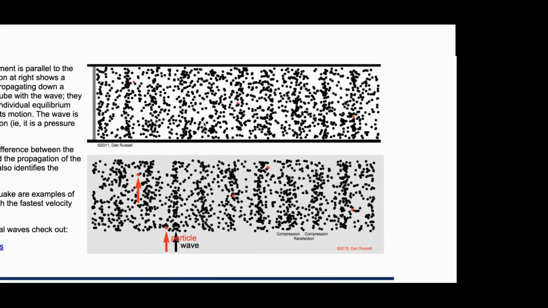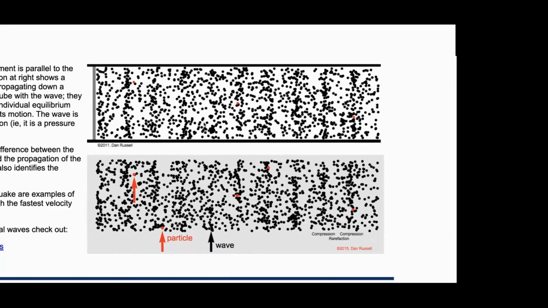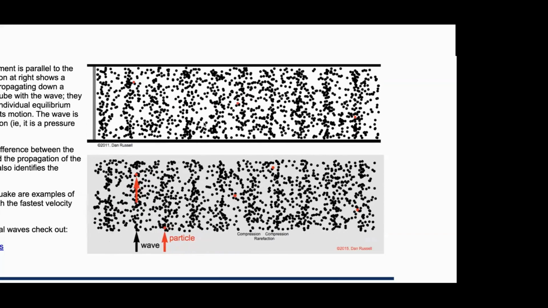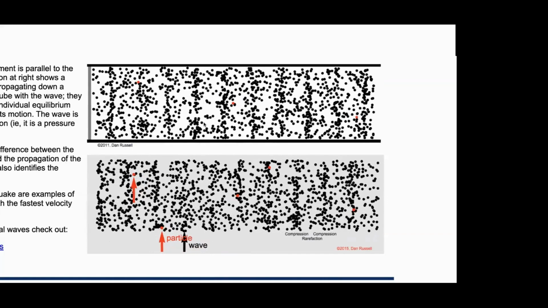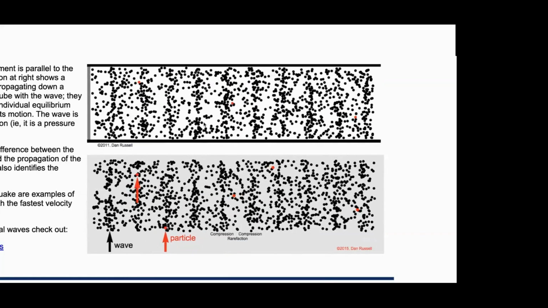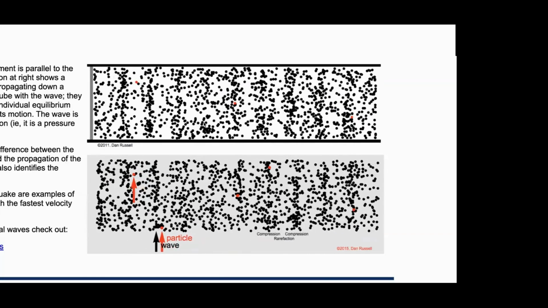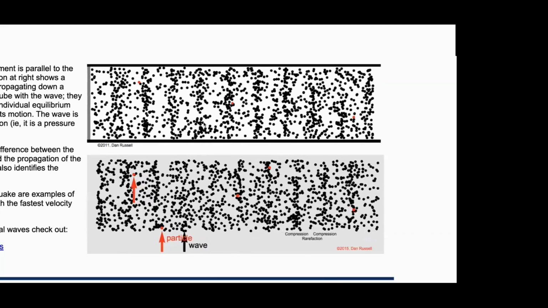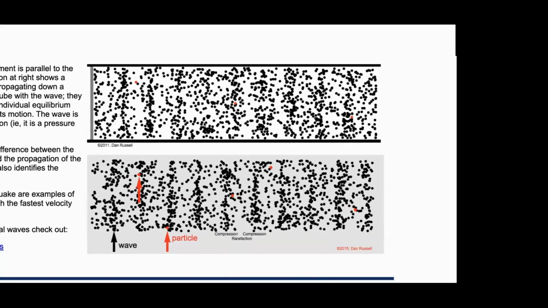So the energy is the wave. The wave moving makes the particle vibrate. The energy is from the wave. The energy is the wave which is moving through particles. Particles are not the wave, particles are not the energy. Now, is that concept clear to you?